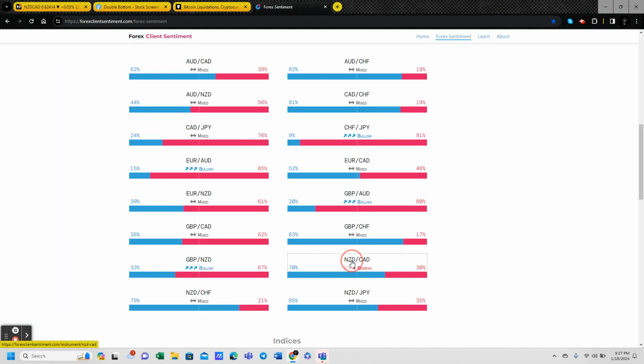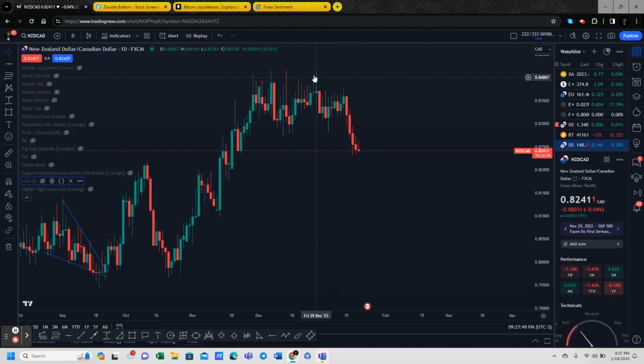All right, over here we got the NZD, New Zealand dollar, and the Canadian dollar. Currently we got 70% that are long and 30% that are short. All right, guess what we're looking to go with? You should be getting it by now, right? So look what's happening. We got nice four days worth of bearish candles being pushed down. Okay, actually five.